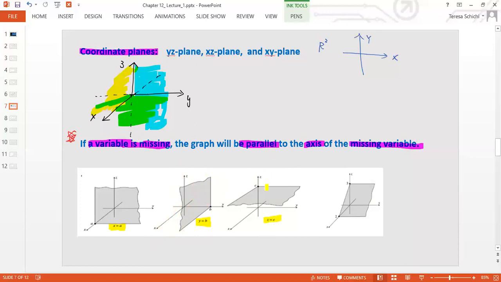The same way for this one here. This is z equal to c, right? So x and y are missing. That's why this plane is cutting through the z-axis and parallel to the xy plane. Here you can see this plane is parallel to the xy plane.